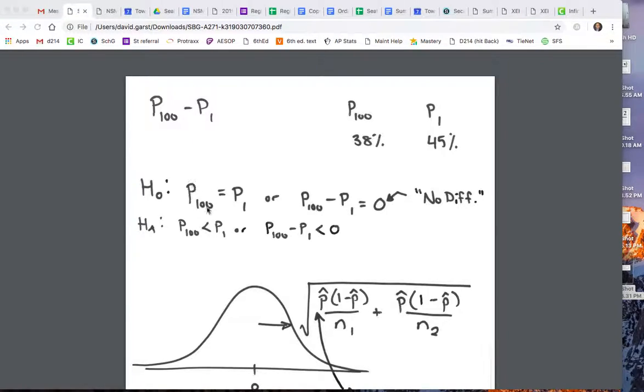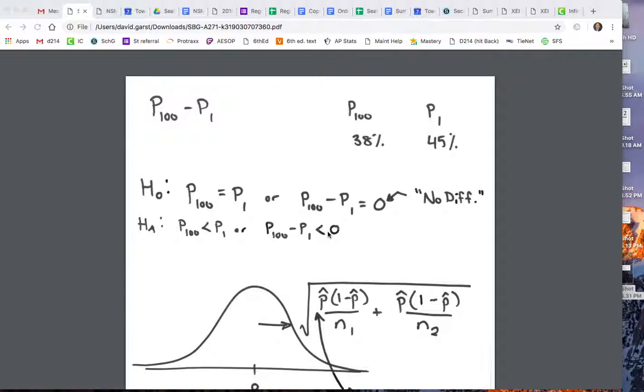So you would either say P100 equals P1, or the other way to write it is that P100 minus P1 is 0, that there would be no difference between the two. So in subtracting them, you would get no difference. 0 is going to commonly show up in our work because we believe in this idea of no difference. The alternative here might have been that his approval rating dropped, which would be that P100 is less than P1, or that P100 minus P1 would be negative, which we found out yesterday.